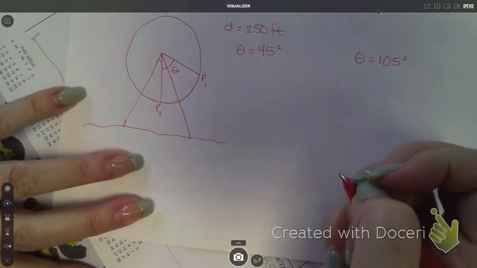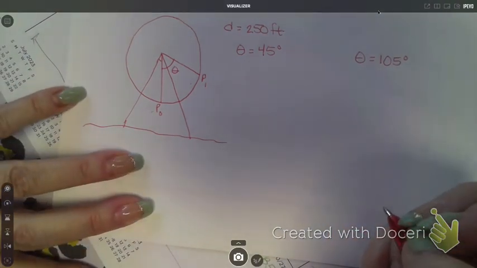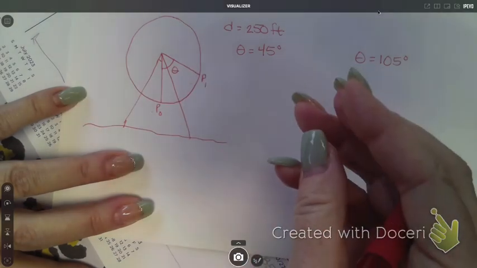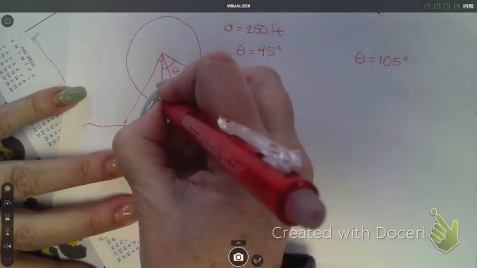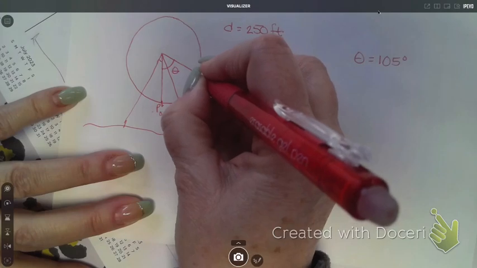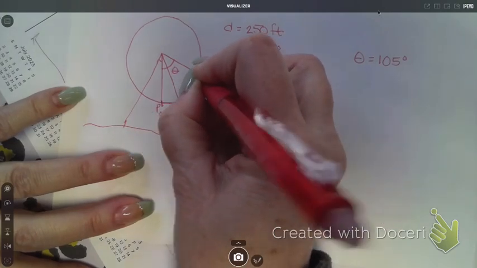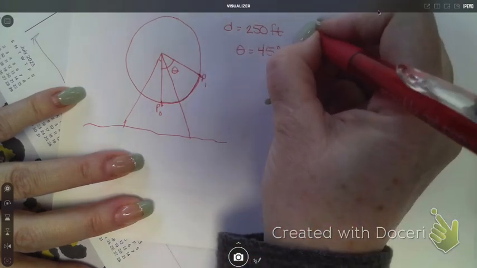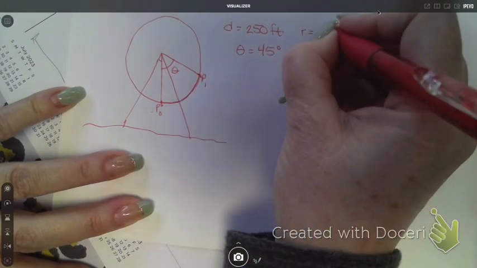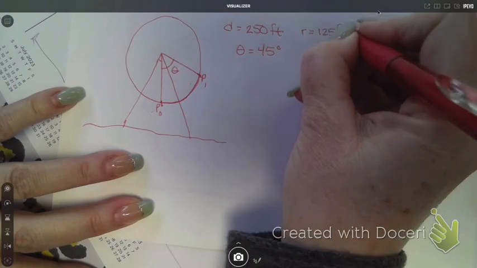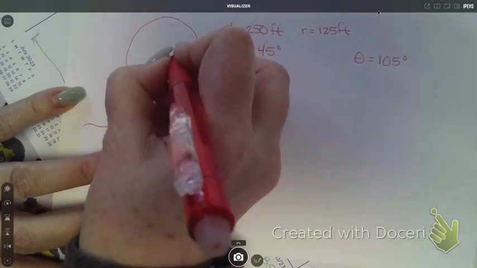So it wants to know the distance traveled. So what are we finding? S, theta, or R? S. We're finding this right here. Here's our picture. So what is our R? 125. So we're going to put it 125.